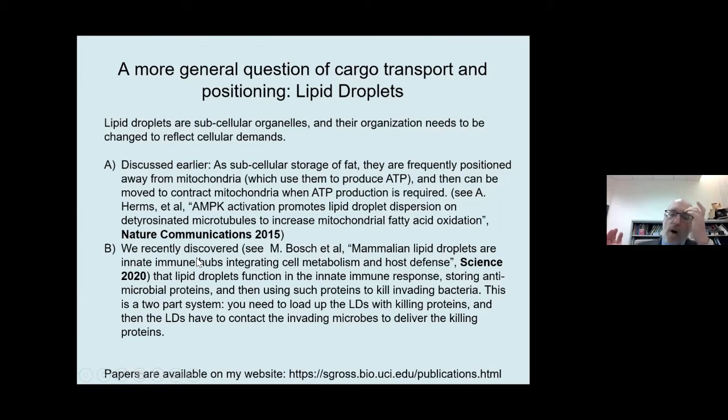What we were able to show in collaboration with Albert Pol, who's a professor in Barcelona, is that there are all of these innate immune proteins that localize to lipid droplets, in particular in the presence of pathogens like bacteria. They get loaded up with histones, which are antibacterial, and other things. And all of these proteins localize to the lipid droplets to be ready to kill bacteria. But in order to kill bacteria, the lipid droplets have to transfer these proteins to the bacteria. And so what happens is you load up the lipid droplets with these killing proteins, and then the lipid droplets trundle off and make contact with the microbes to kill them.